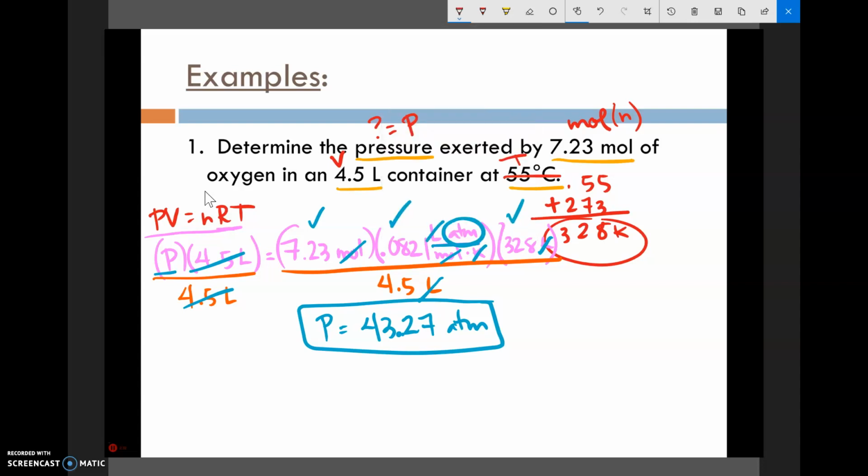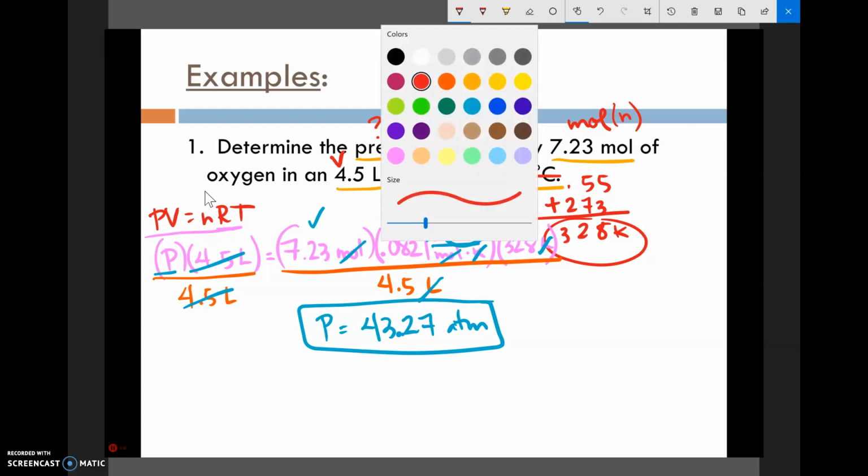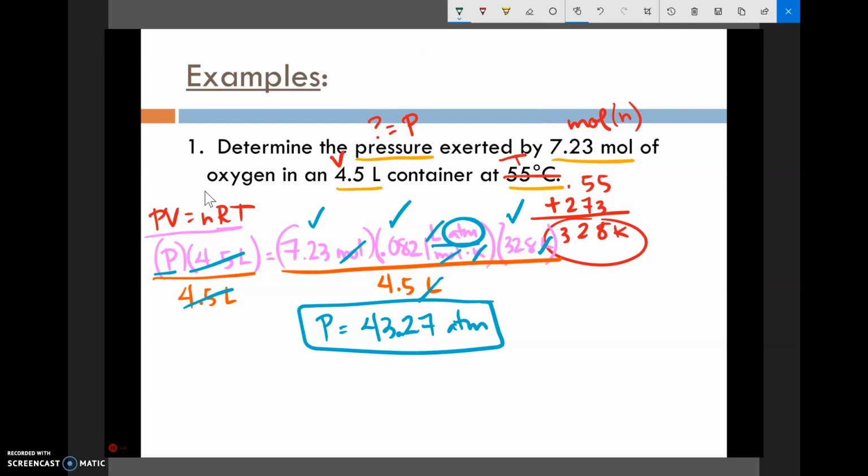So once again, to double check this, whenever you have time on a test, double check. Go ahead and plug that 43.27 back in here. If you multiply it by the 4.5, that's going to equal the 7.23 times 0.0821 times 328, give or take some numbers for rounding issues.